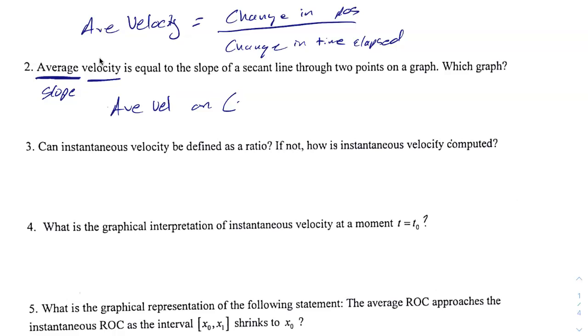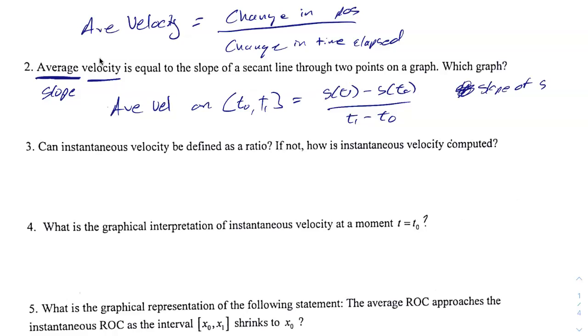on t is a little more explaining. T1, T0, if I want to do it correctly, is S of T1 minus S of T0 over T1 minus T0. It's just a slope. So the real answer is slope of secant line on the position function. So that's the answer, the position function.